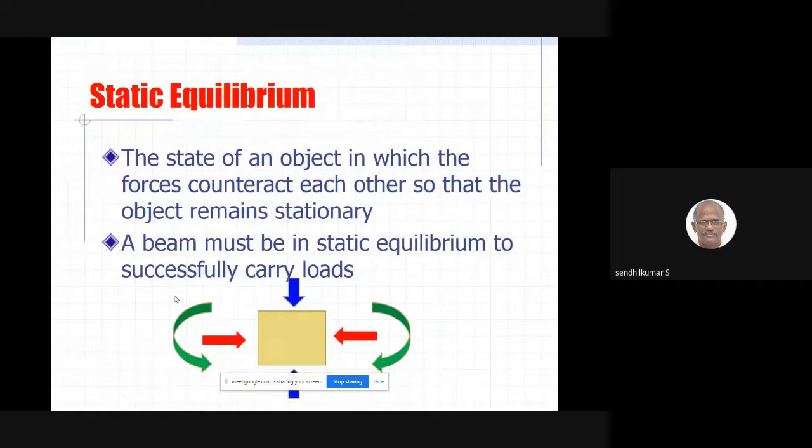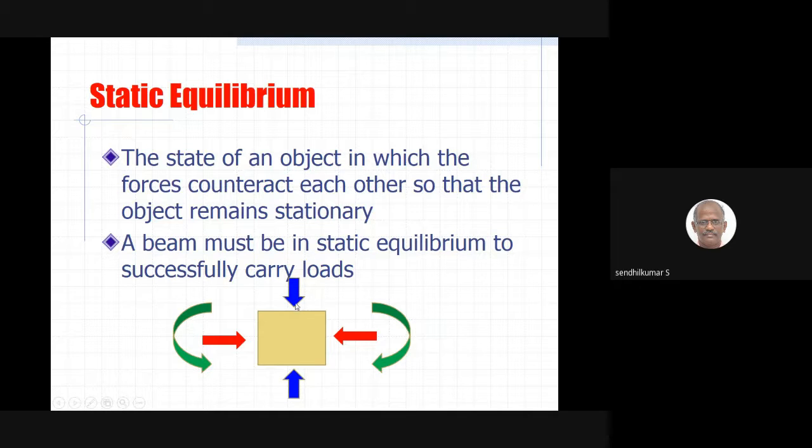For further calculation, any object has to achieve static equilibrium. Static is the state of an object in which the various forces counteract each other so that the object remains stationary. Now we are taking only the cross section of the beam. In this you are seeing the person, and at that particular point we have taken the cross section.